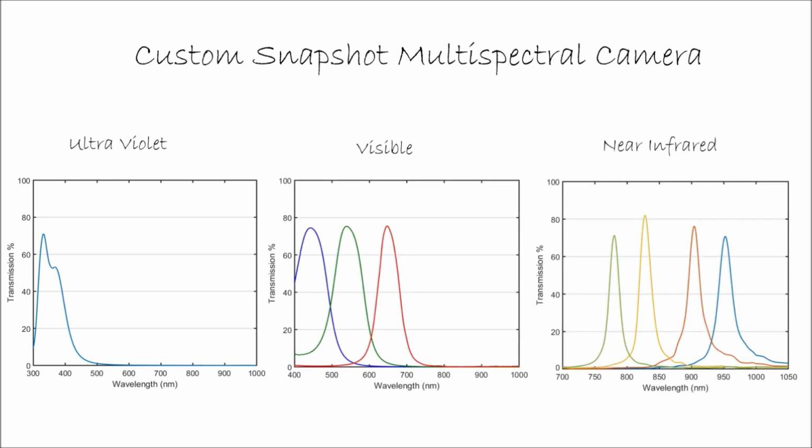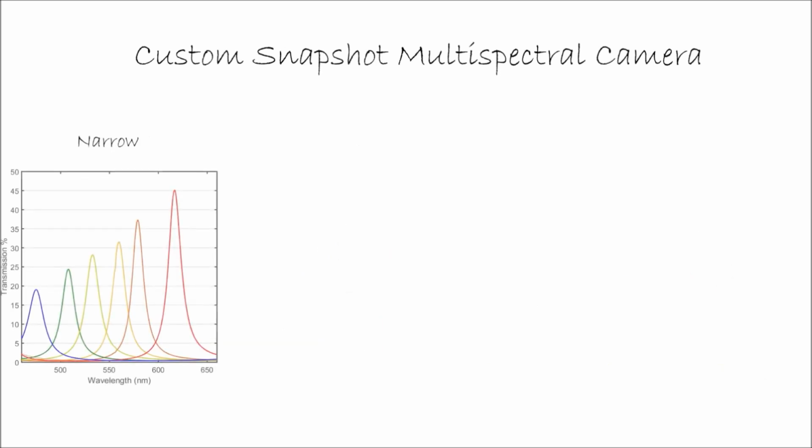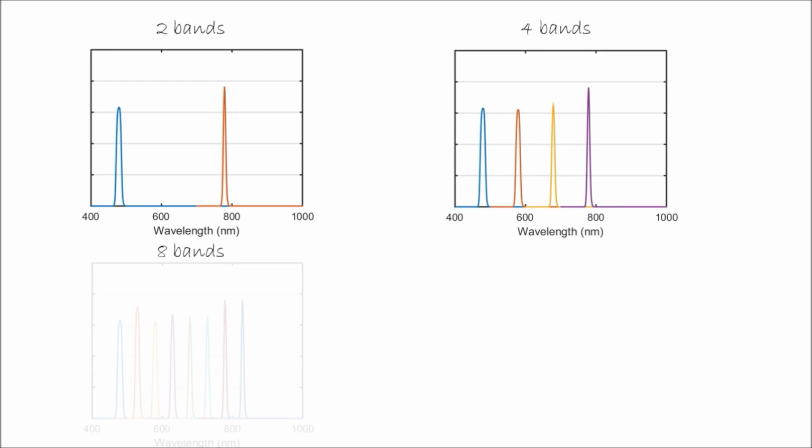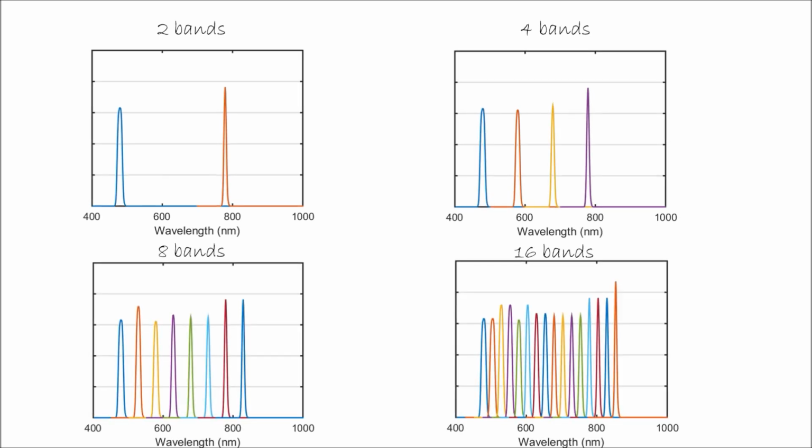Bands can be in the UV, visible, and NIR range. Bands can be narrow, medium, or wide. Cameras can have as few as 2 bands or as many as 16 bands.